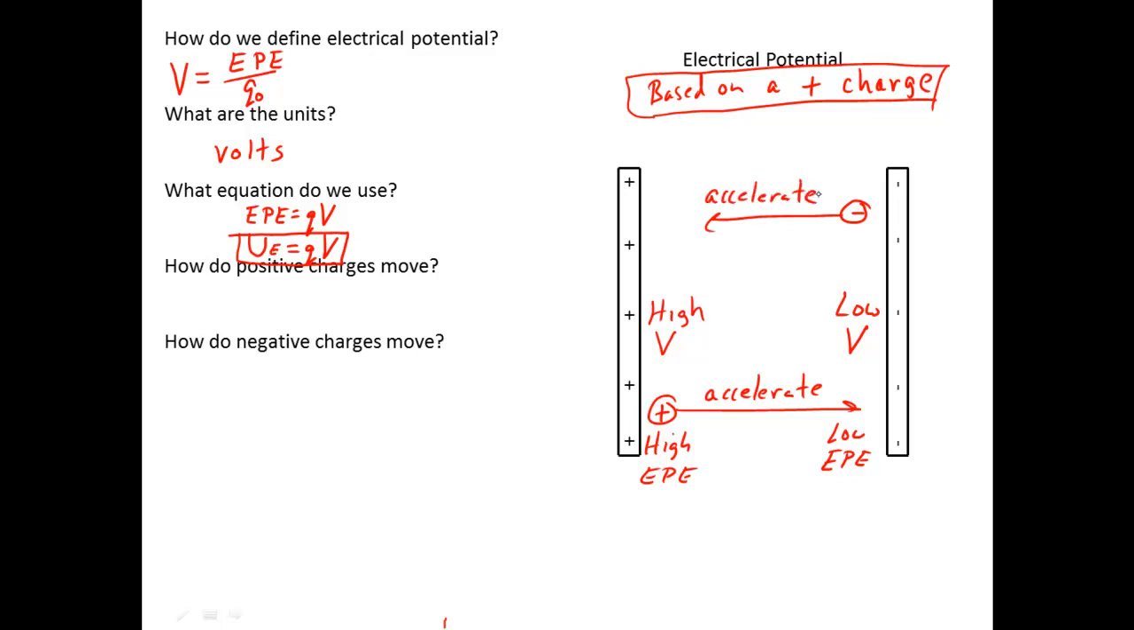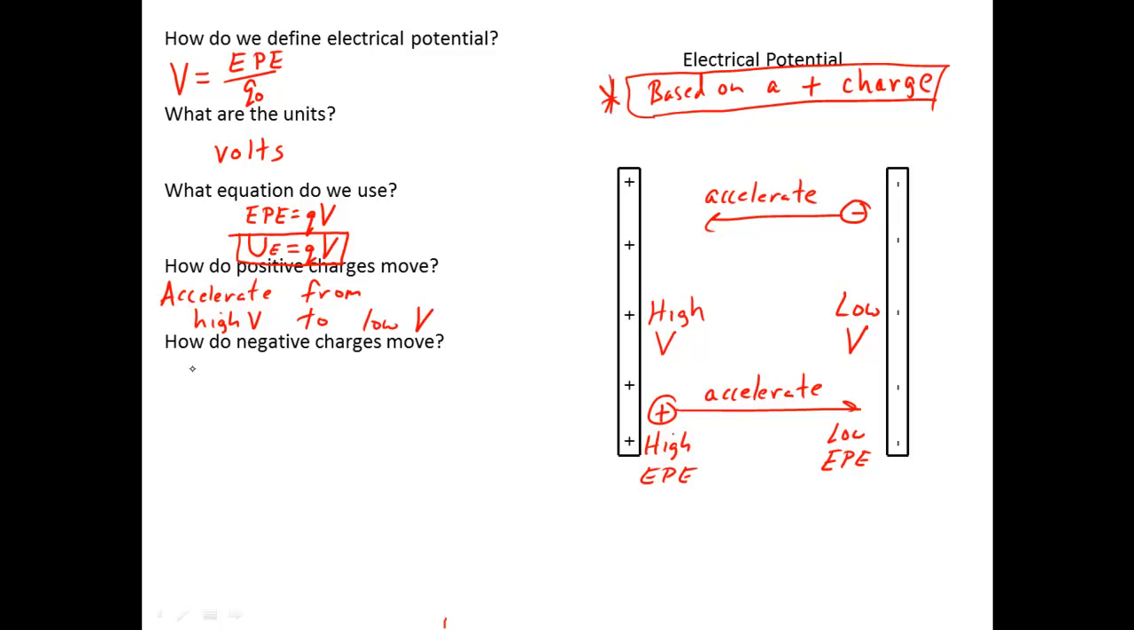But because everything is based once again on the positive charge, the negative charge accelerates from a region of low potential to a region of high potential. So to answer the question, how do positive charges move? Well, positive charges accelerate from a region of high potential to a region of low potential.